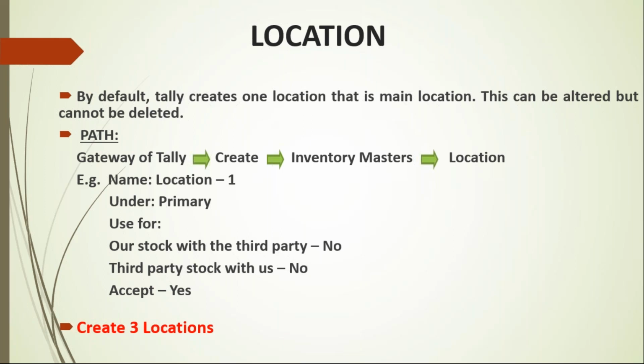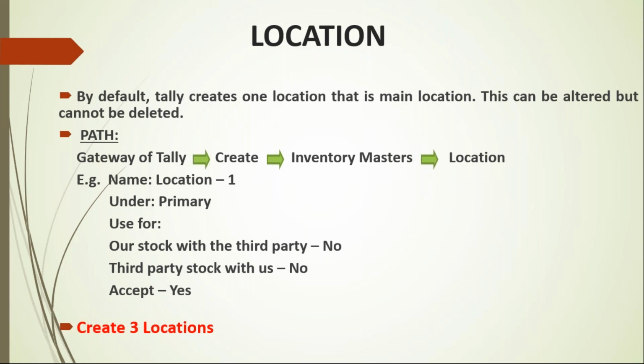So what is the path I have given here? Gateway of Tally, create, inventory masters, and we have this location. Now I've given the format also here, how it has to appear. If you're creating 3 locations, at the bottom I've given create 3. Preferably create 2 to 3 godowns or locations.